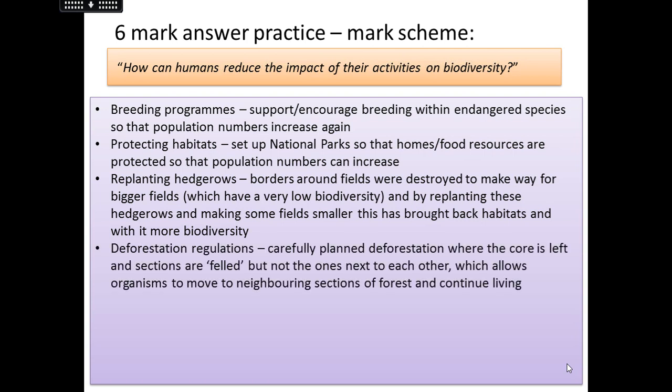The deforestation regulations. A key word I didn't mention earlier was the word felled. That's when you chop down a tree, if you didn't know. So you fell a tree.